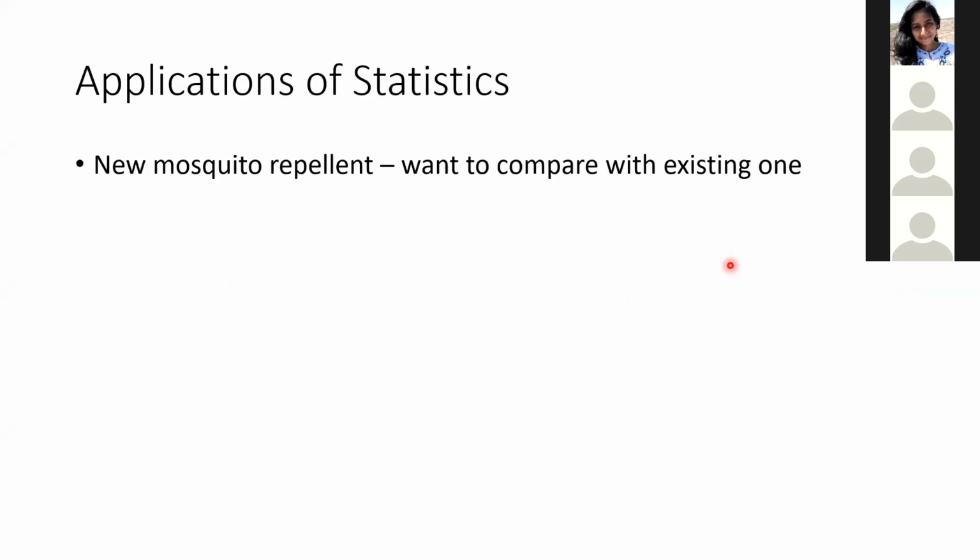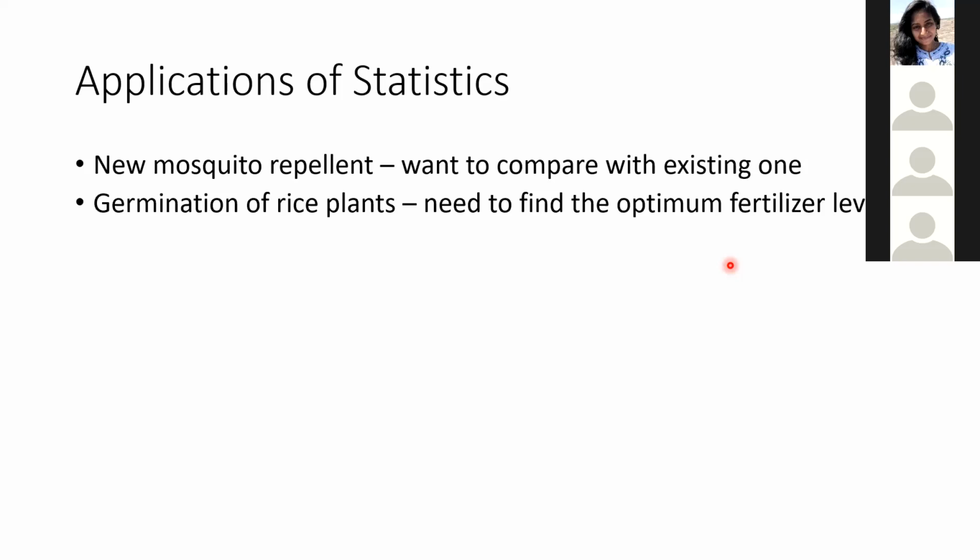I remember one of the undergraduates coming to me asking for help to get a p-value, of course. He was developing a new mosquito repellent. He wanted to compare that with the existing ones, and he wanted to say that his repellent is better than the one in the market. So I'm telling you some of the applications, the importance of statistics. Another example was germination of rice plants. This researcher was also interested in applying statistics for their research. We found the optimum fertilizer level for these rice plants to get the best germination proportion.